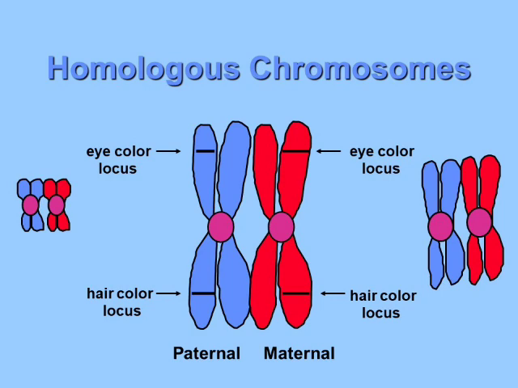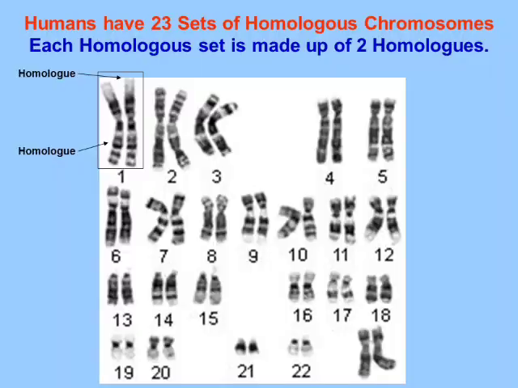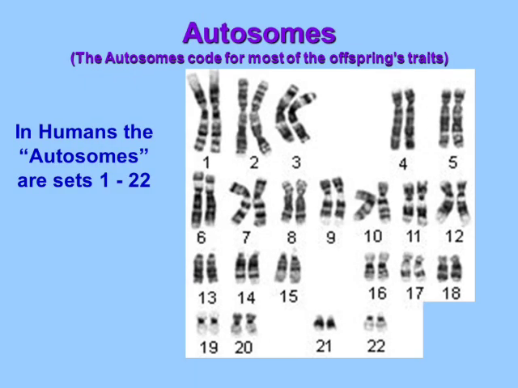Then, the DNA strand within each chromosome breaks in the exact same location, leaving two free ends. Each end then crosses over into the other chromosome and forms a connection called chiasma. Humans have 23 sets of homologous chromosomes. Each homologous set is made up of two homologs. Autosomes code for most of the offspring's traits. In humans, the autosomes are sets 1 to 22.